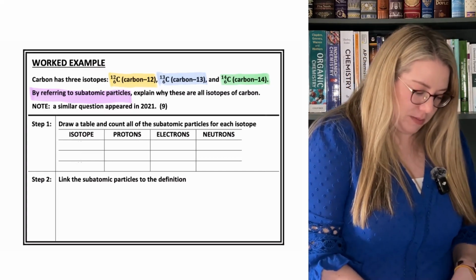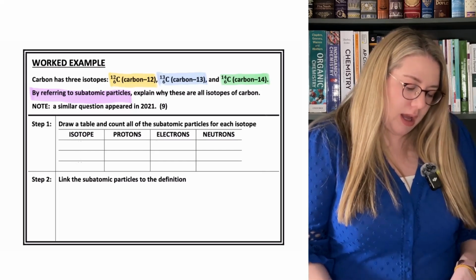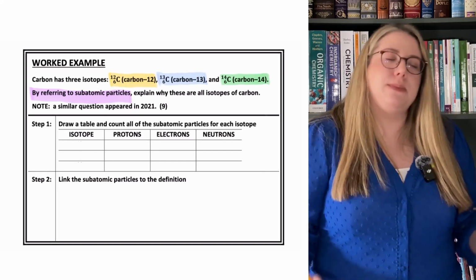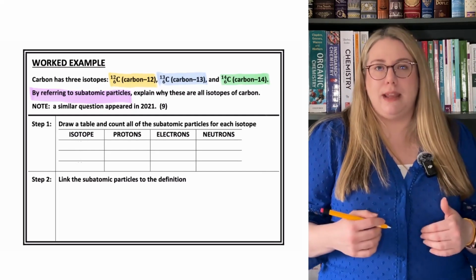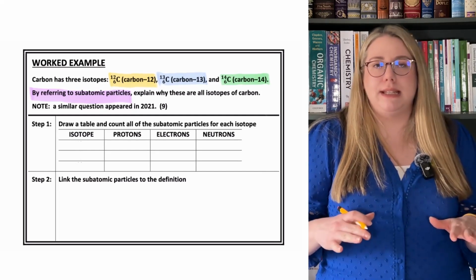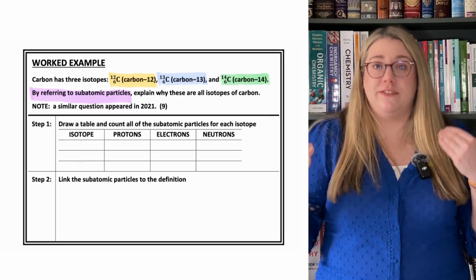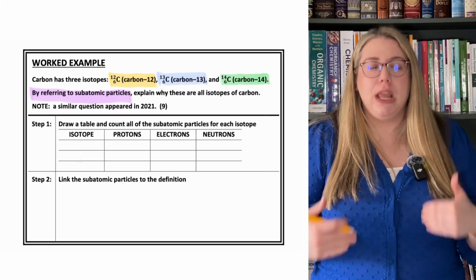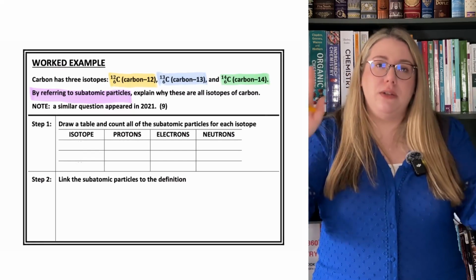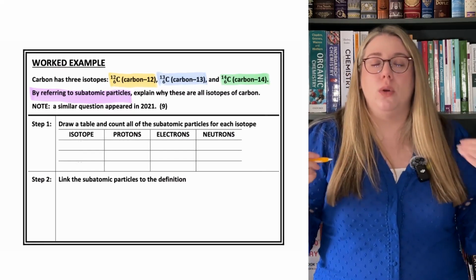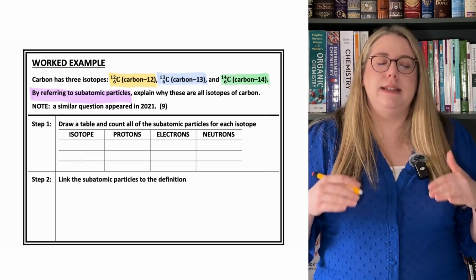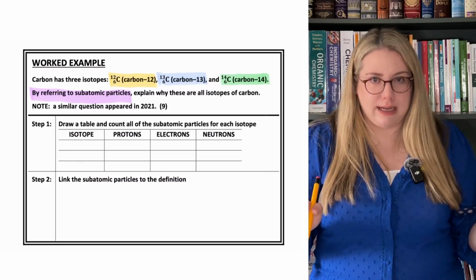So let's go to my pen. Draw a table and count. Now, for this one, I recommend that you draw a table here. Don't try to put this in a sentence, because if you try and phrase it in a sentence, you're going to forget something along the way. So we want to show that we've counted all of the subatomic particles for all 3 isotopes. The easiest and shortest way to do that is a table.